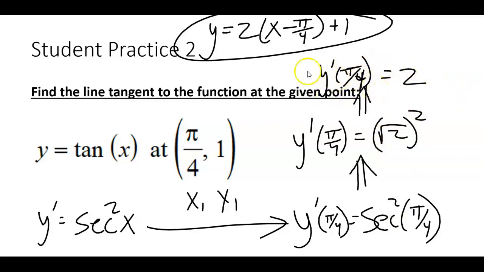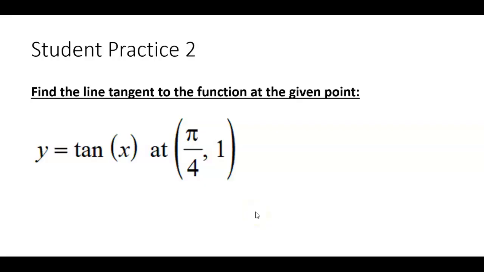And so now we can write our tangent line, the slope, 2, times x minus x1, which is pi over 4, plus y1, which is 1. And there you guys have it.